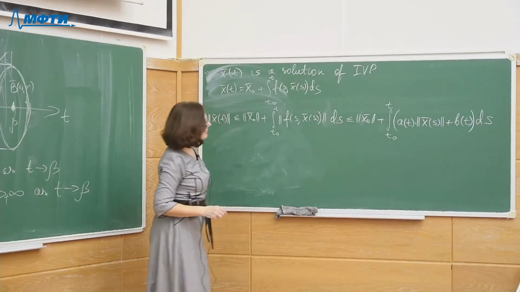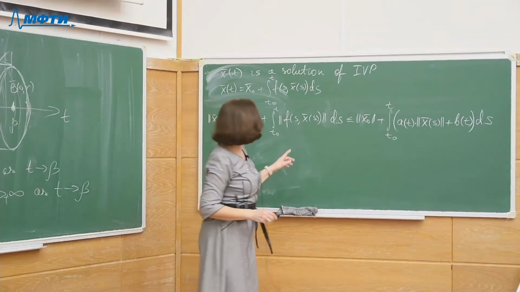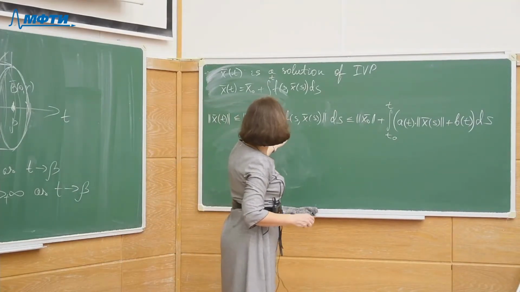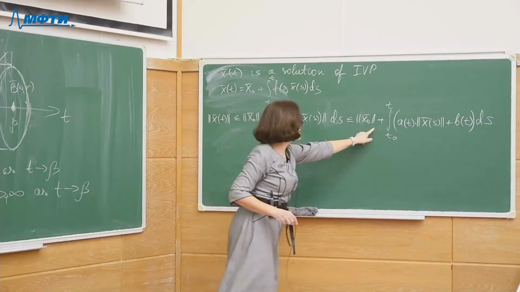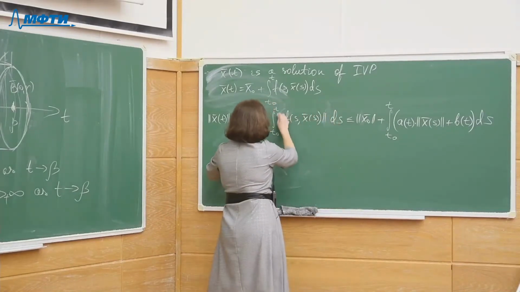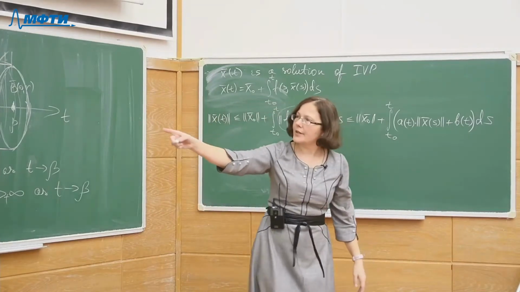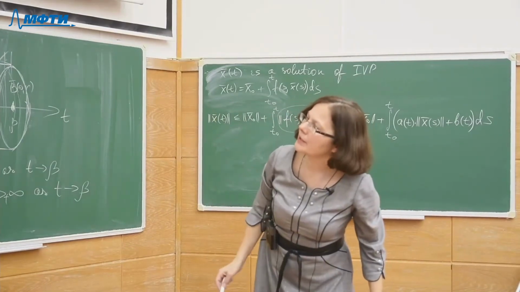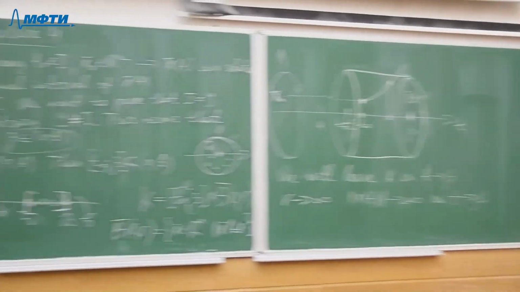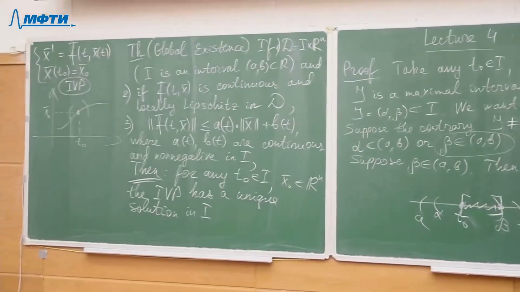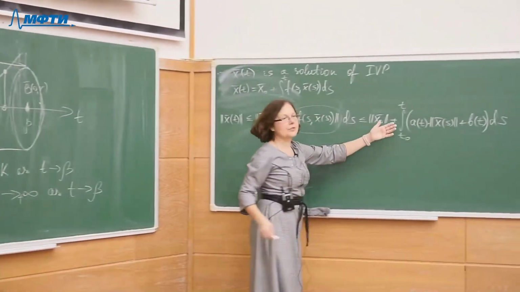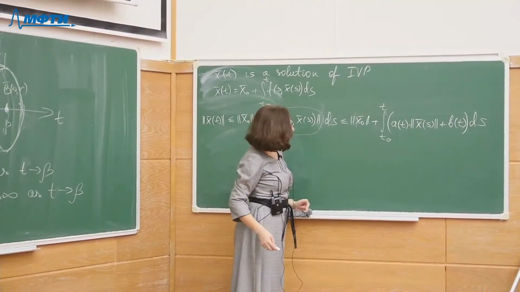How do you get the third inequality? Which one? The integration part. This one. So this is the hypothesis of our theorem. Look there, part 3: we are given that the norm of f of t, x doesn't exceed a of t times the norm of x and so on. So I just use this inequality, right?